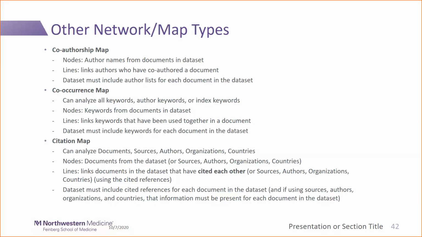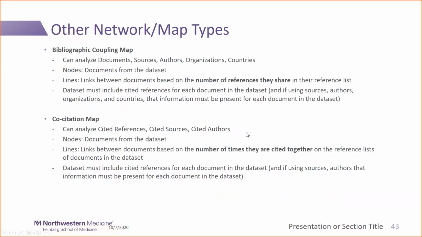A citation map. You can analyze documents, sources, authors, organizations, countries. If you're doing documents, the nodes are going to be documents from the data set, and the lines are going to be linking documents in the data set that have cited each other. You have to have that cited reference list in there, though.